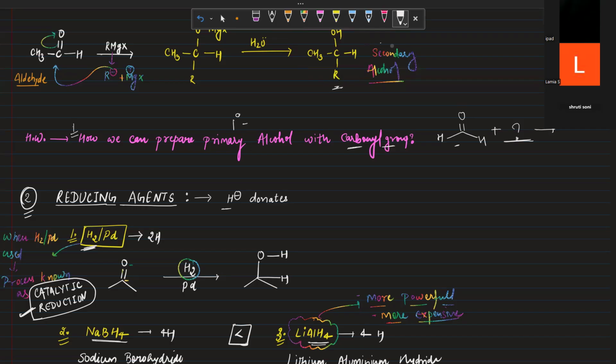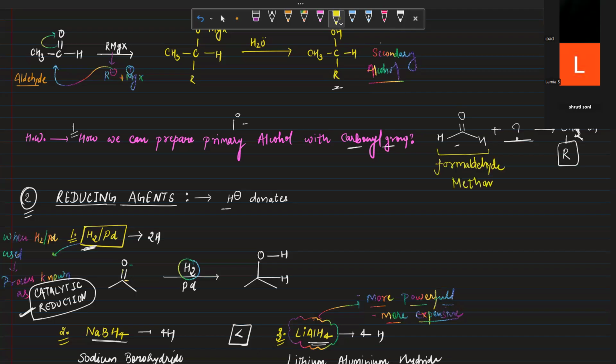Let's suppose primary. So this is the primary alcohol. If I attach R, R is any alkyl group, CH2OH. So I need to prepare this compound. For this, I need formaldehyde. This is known as formaldehyde, or methanal.